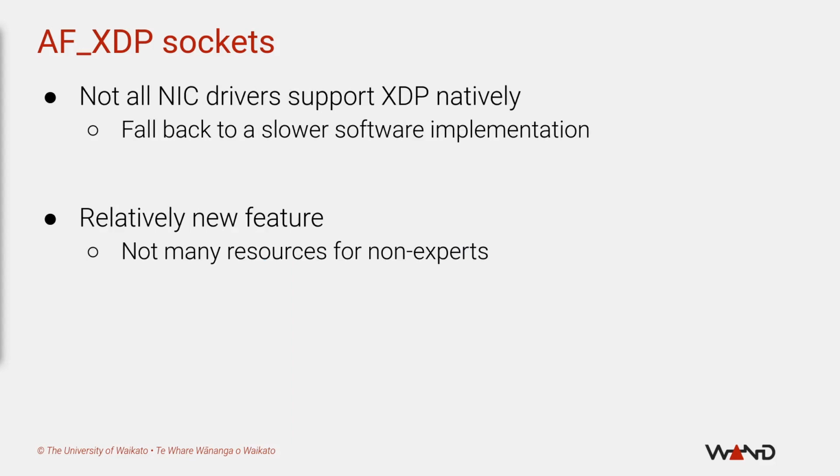The main downsides to XDP are related to its relative immaturity. For instance, not all NIC drivers may support XDP natively, and in those cases, the kernel may have to fall back to a slower software implementation instead. The other big downside is that there are relatively few resources and examples available for people approaching XDP for the first time, especially if they don't already have a strong background in packet capture. This will likely improve over time, but it might be a bit rough starting out until XDP becomes a bit more mainstream.